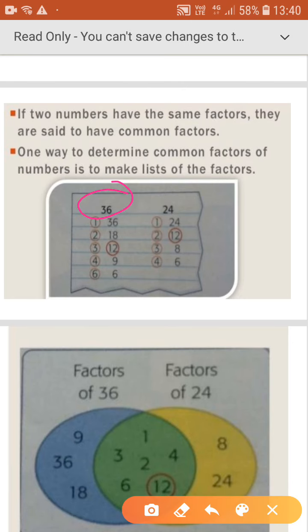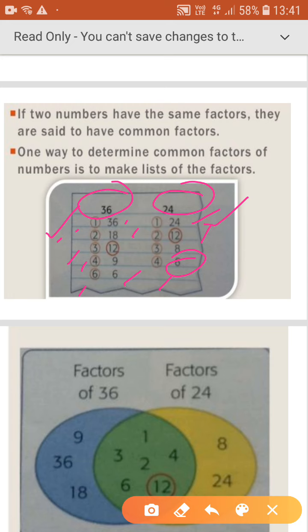So one way to determine common factors of numbers is to make a list of the factors. As you can see here, we have an example, 36 and 24. We are writing all the factors of 36, that is 1, 2, 3, 4, 6, 9, 12, 18, 36. And for 24 also we are writing all the factors, that is 1, 2, 3, 4, 6, 8, 12 and 24. So you can circle the common factors which belong to both of these numbers. You can see 1 is a factor of 36 as well as a factor of 24. Similarly 2, 3, 4, 6 and 12 are the common factors of these numbers.